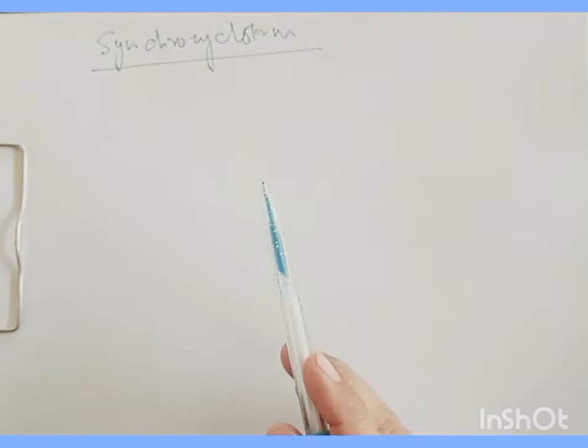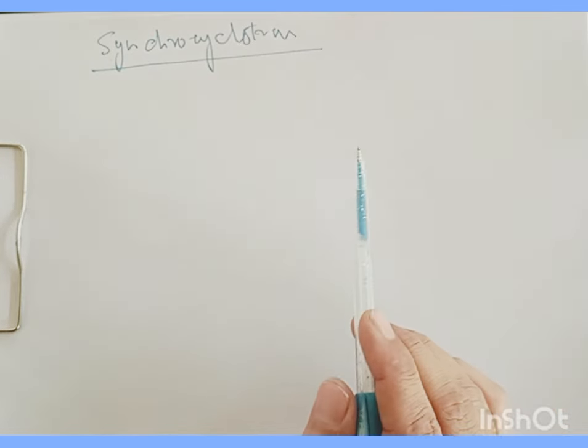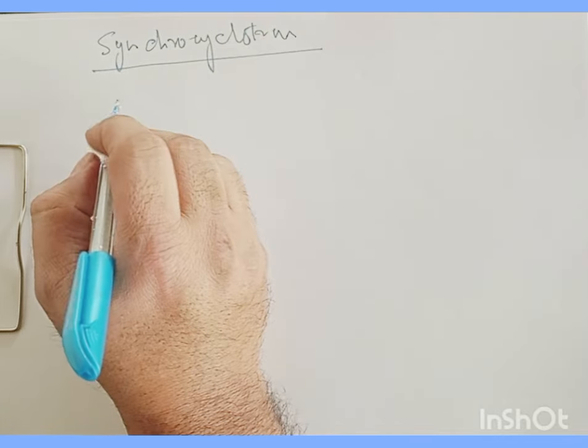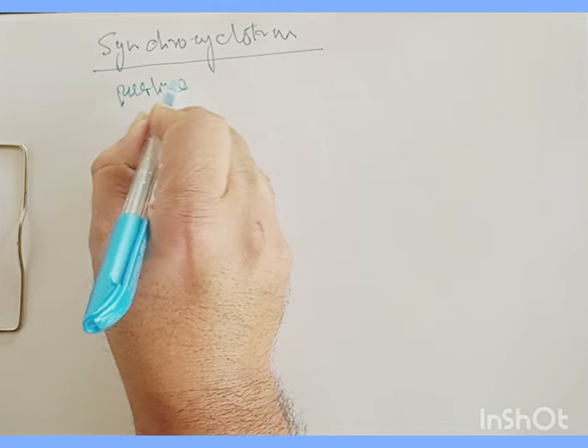So dear students, let's talk about the synchrocyclotron, and this cyclotron has advantages over a simple cyclotron. And what is it basically? It's a positive ion accelerating machine. So using the synchrocyclotron, what we do is we accelerate positive ions.